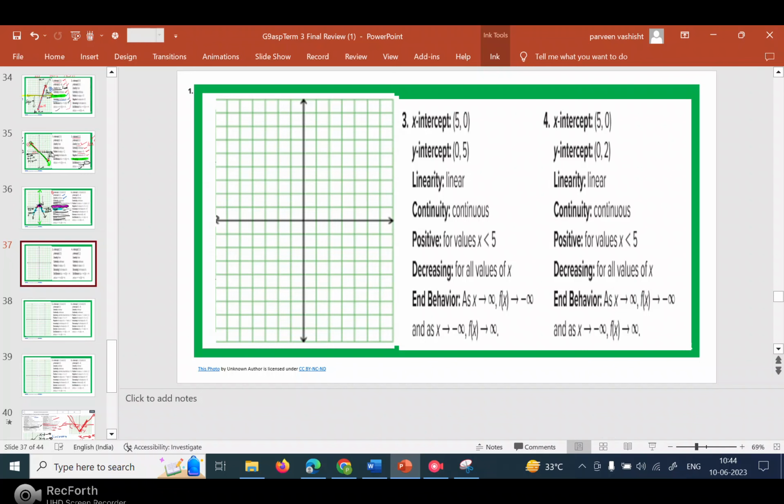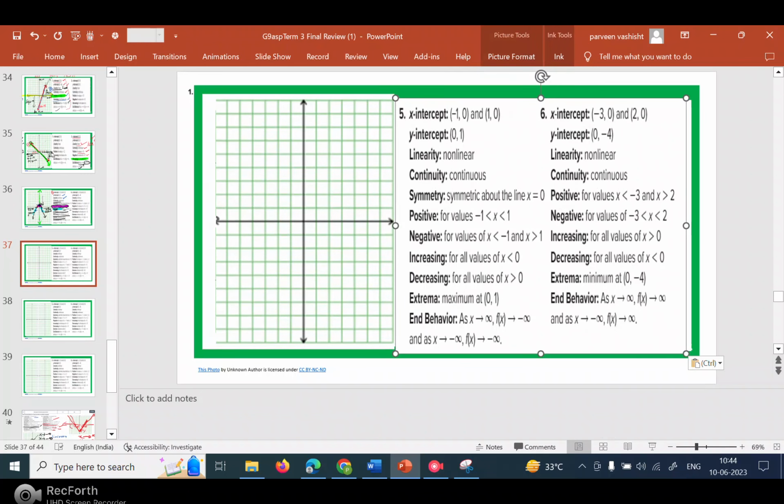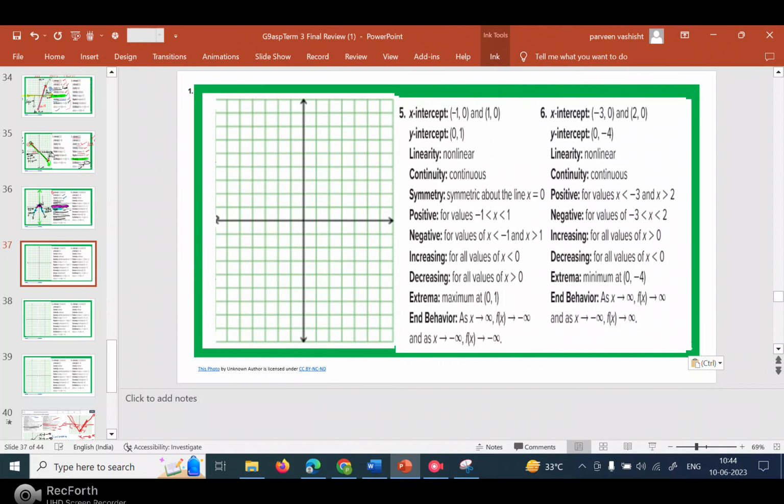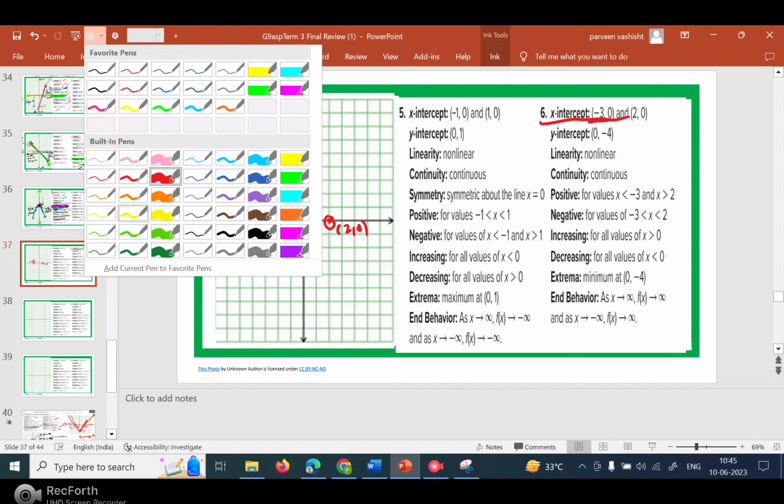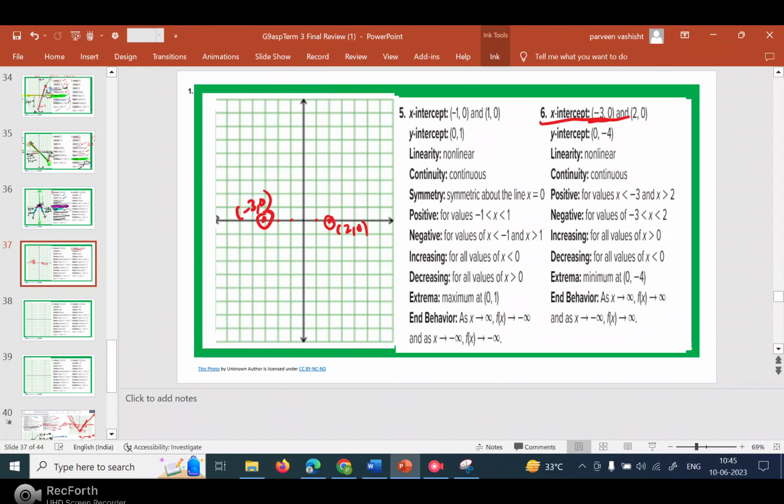So let us do one more question, and that will be better for us. Question number 6, only two are enough for you to understand the concept. The x-intercepts are minus 3 and 0, and 2 and 0. The y-intercept is 0 and minus 4. Negative 1, negative 2, negative 3, negative 4. So this is my 0 and negative 4.